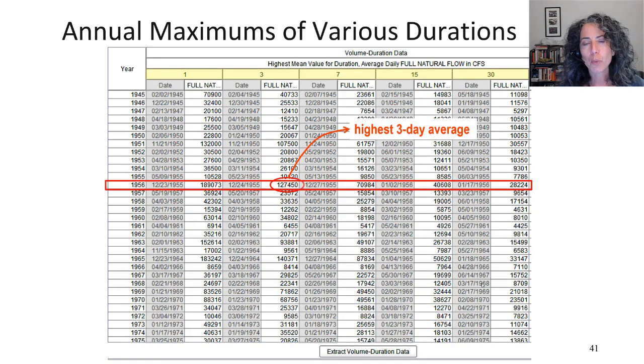Using the SSP software that you'll be introduced to tomorrow, we get a table of the maximum average flows for each duration. We have our water years on the vertical, and then we have our durations across the top. For each water year, we see the maximum flow of that duration and the date that it occurred. The 1956 water year is one of the large flood events of the record that happened in December 1955. If you look at the 1-day, 3-day, 7-day, you can see the average values going down as the duration gets a bit longer.